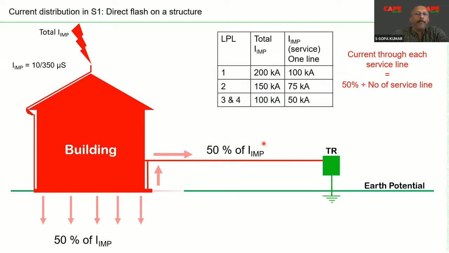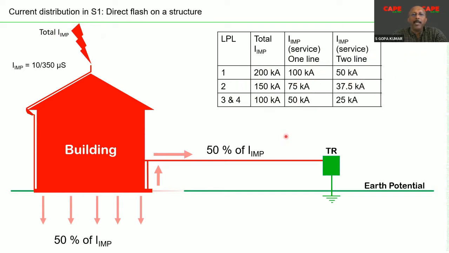With this calculation, as all of you know very well, during our last two webinars we explained lightning protection levels. There are 4 classes or levels of lightning protection, LPL 1, 2, 3, 4. 1 stands for a maximum current of 200 kiloampere, 2 stands for 150 kiloampere, and 3 stands for 100 kiloampere. 50% of this total current is diverted to the service if there is only one service: 100 kiloampere, 75 and 50 kiloampere respectively. If you have 2 services, again the current is reduced.